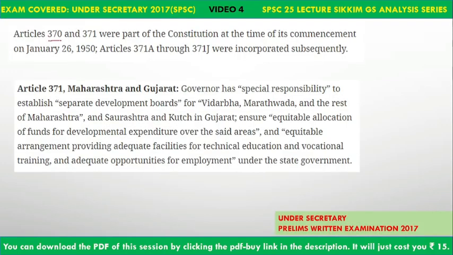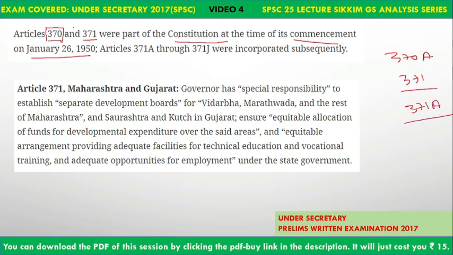So here you can see both Articles 370 and 371 were part of the Constitution at the time of its commencement on January 26, 1950. Here you can see there are no alphabets attached to these numbers. Means when we are talking about Article 370, it is only Article 370 and not 370A, 370B, 370C. And when it is mentioned 371, it is only Article 371 and not its sub clauses, that is 371A, 371B. Okay, so only Articles 370 and 371 were originally part of the Constitution, and all the other articles, 371A, 371B, C, D, E, all these articles came as a result of amendments which were done later after 1950. Articles 371A through 371J were incorporated subsequently.